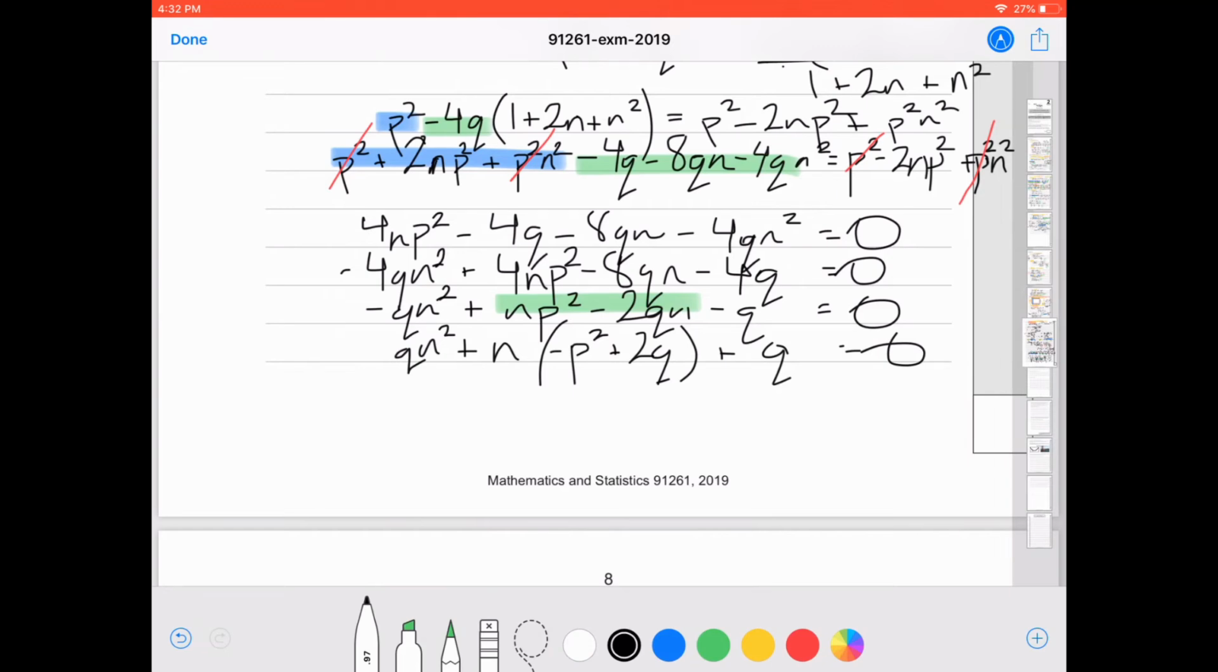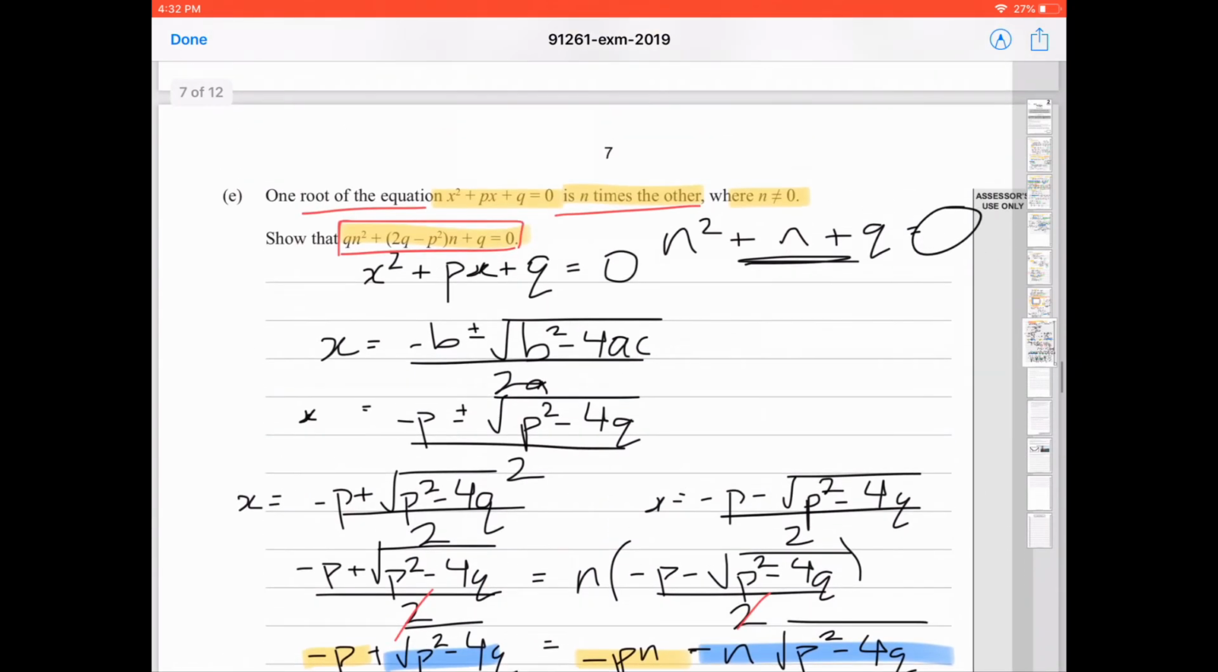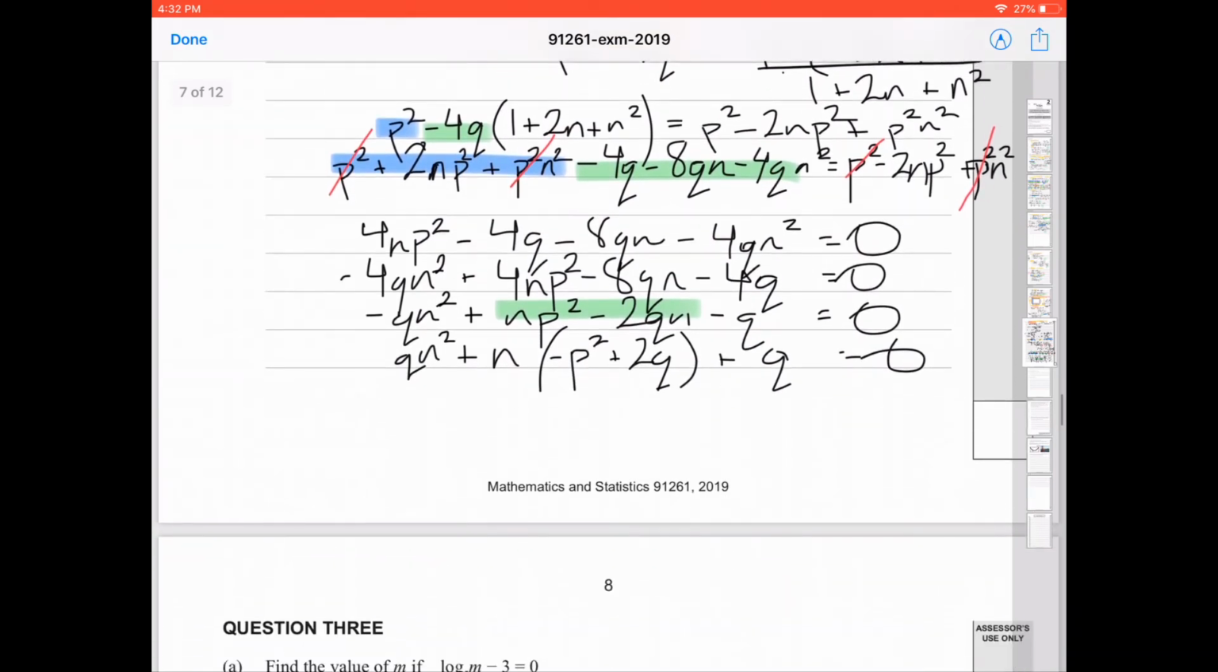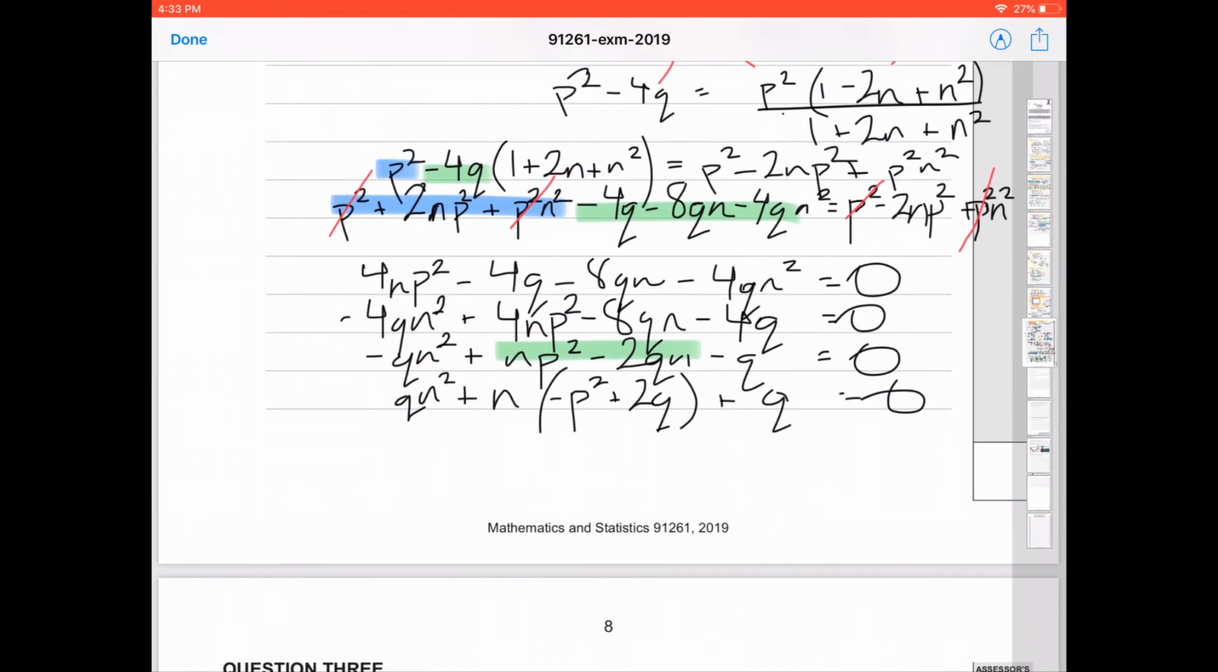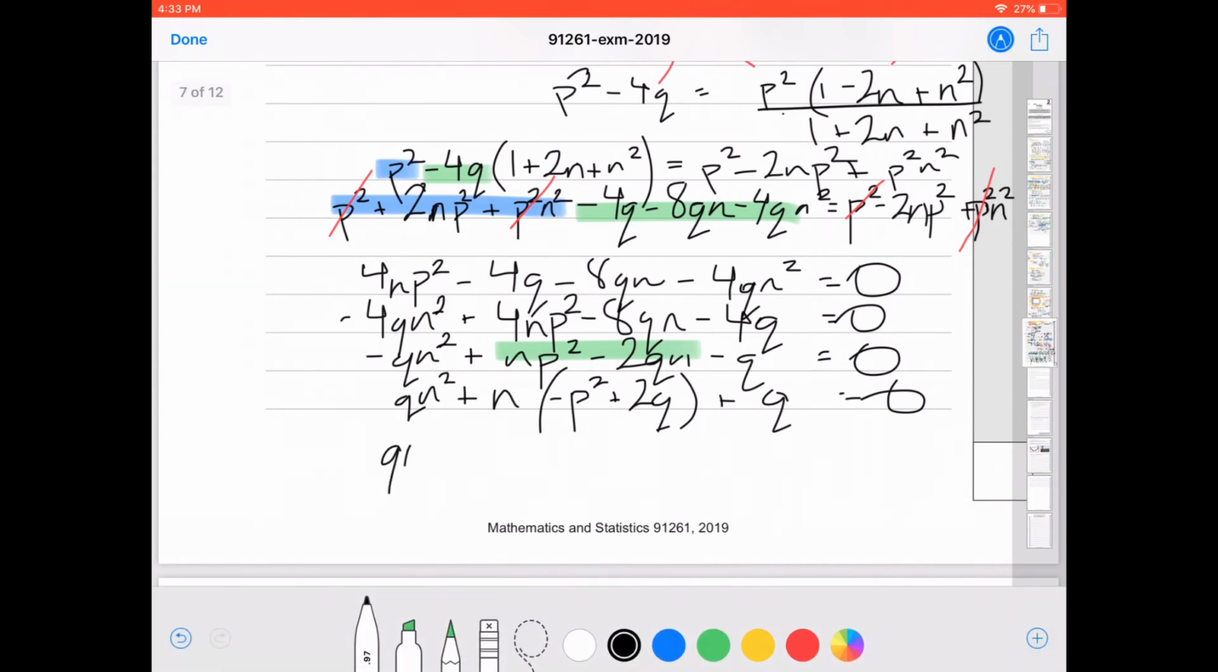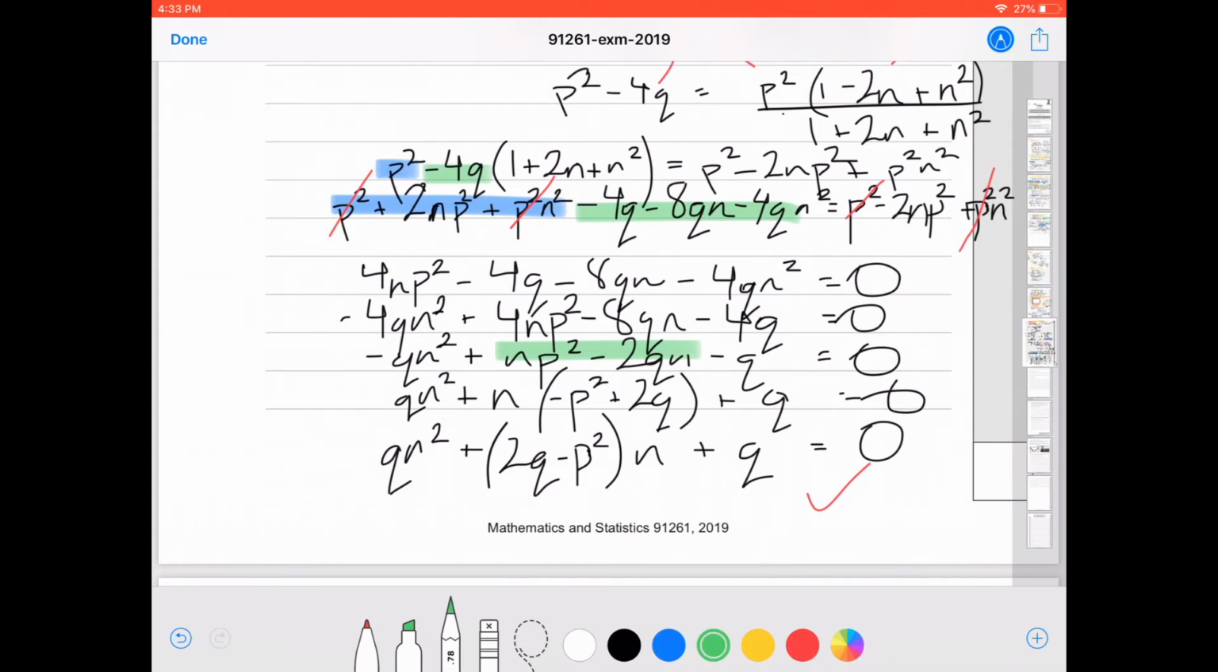We've got minus p squared plus 2q. They've got 2q minus p squared. So their brackets are the other way around. We can do that. So they've got 2q minus p squared with n as a common factor, and plus q equals 0. And with that we've shown it here. Okay, so finds correct equation with correct algebraic working. This gets you your excellence grade here.